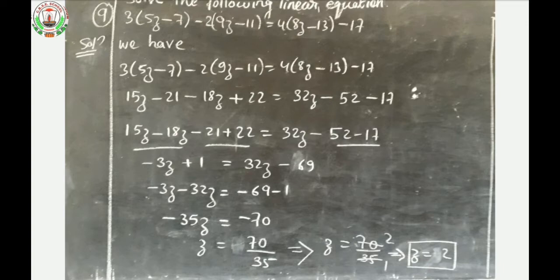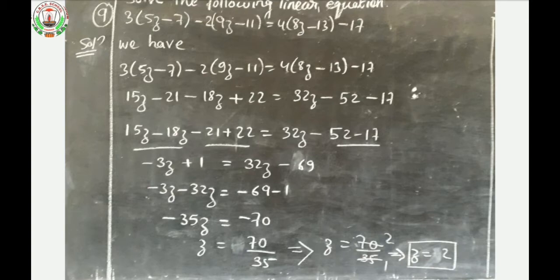Now again we have to transpose the like terms. Okay, so the number we have on the left hand side is minus 3z minus 32z, is equal to minus 69 minus 1. So minus 3z minus 32z will become minus 35z, is equal to minus 69 minus 1, which becomes minus 70. So here minus 35z is equal to minus 70.